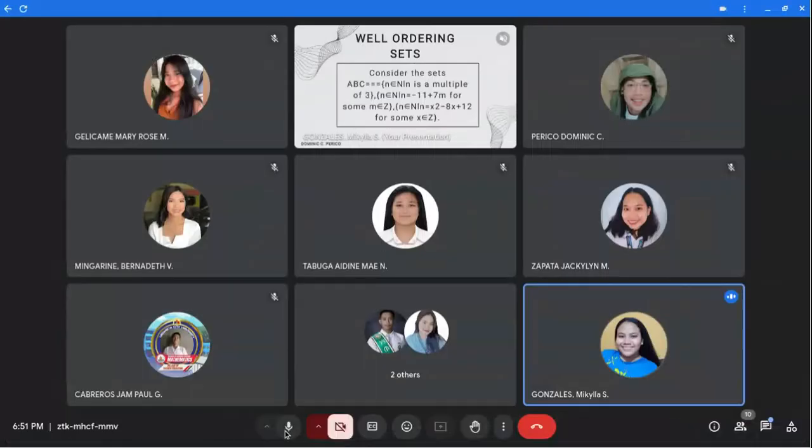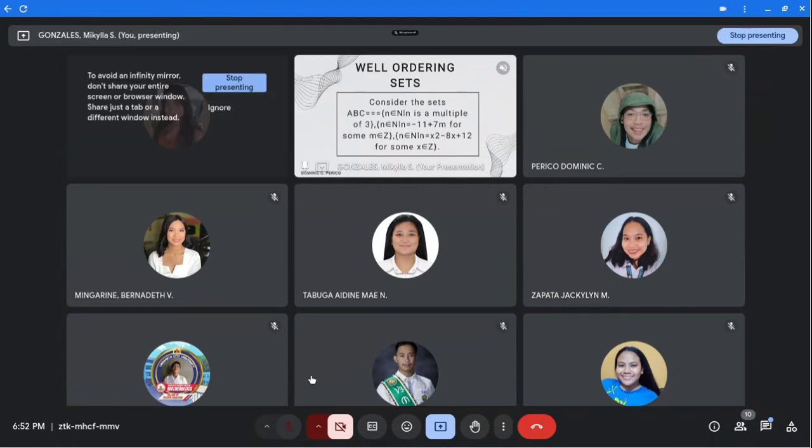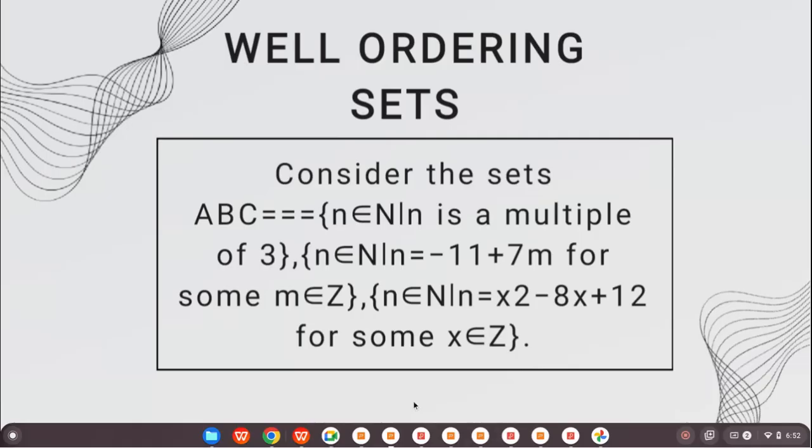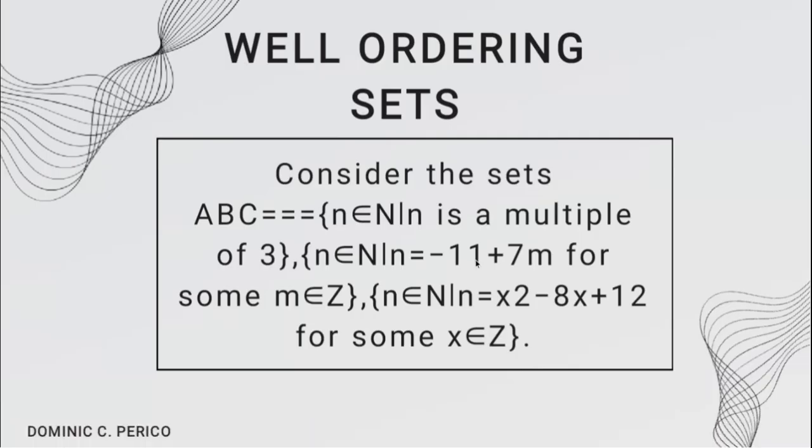So this is an example of a solved problem set on well-ordering sets topic. Consider the sets A, B, and C. It is easy to check that all three sets are non-empty, and since they contain only positive integers, the principle of well-ordering guarantees that each of them has a smallest element. These smallest elements may not be easy to find.